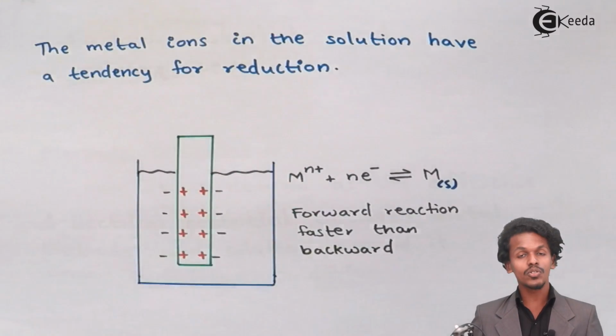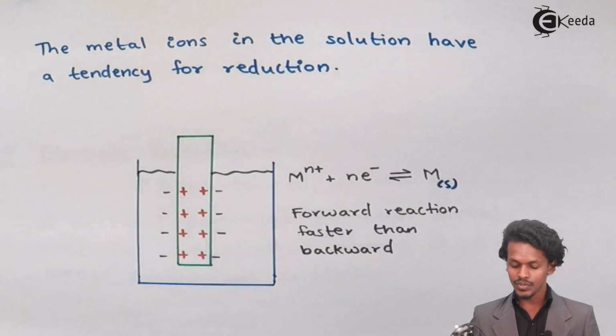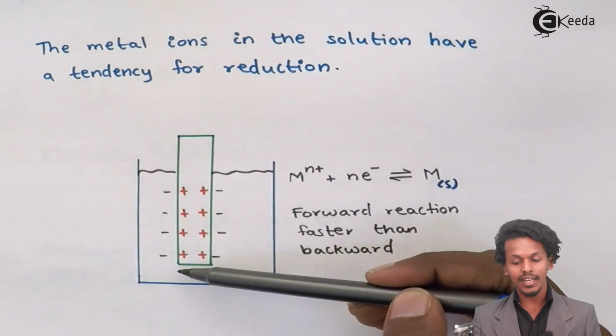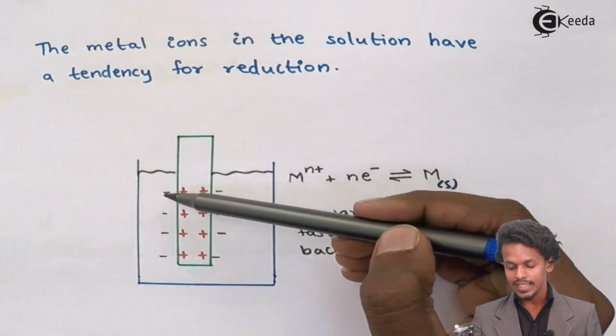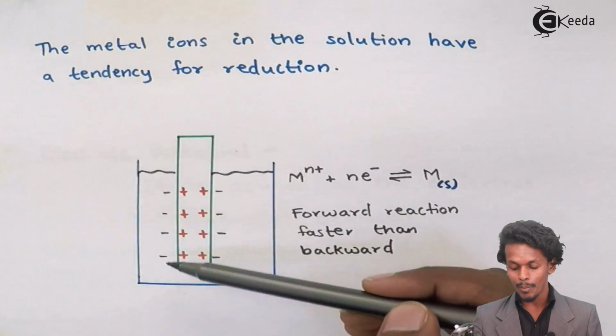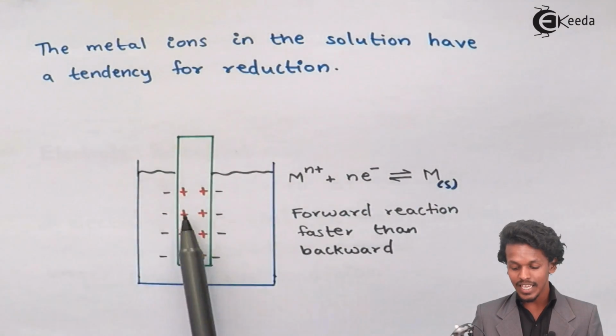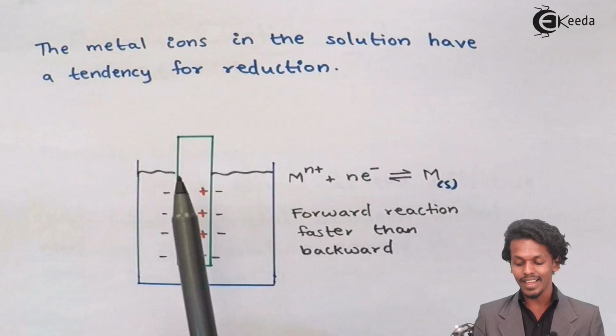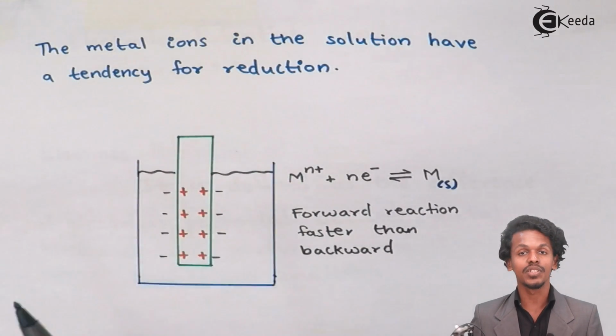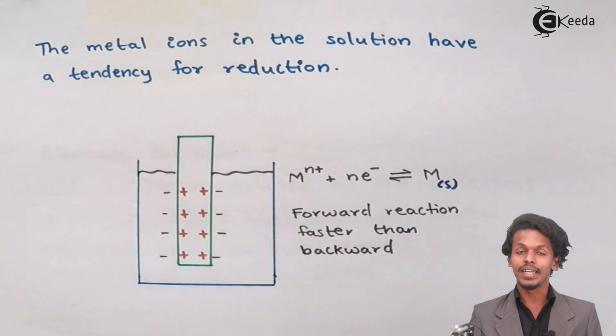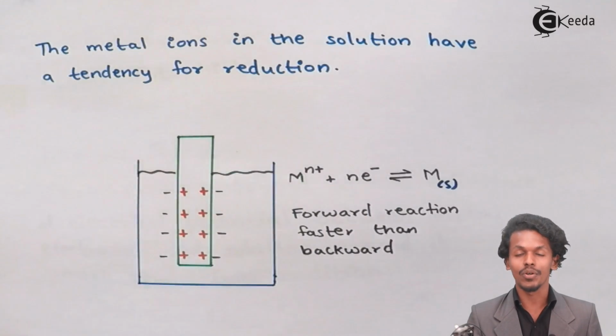So again in this case also a double layer is being formed. As we can see, a positive layer is formed on the metal, while the negative charges are around the metal. So in this case a potential difference is created, and hence the electrode potential is generated for a metal when it is dipped in a particular salt solution.